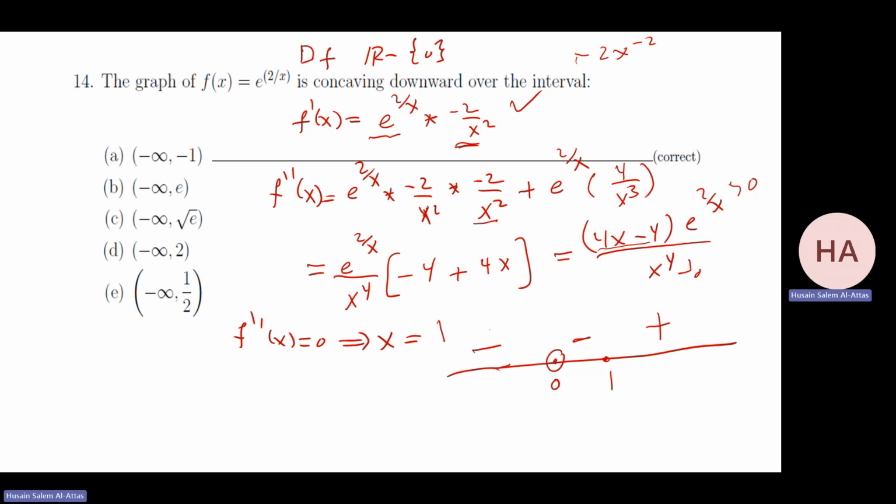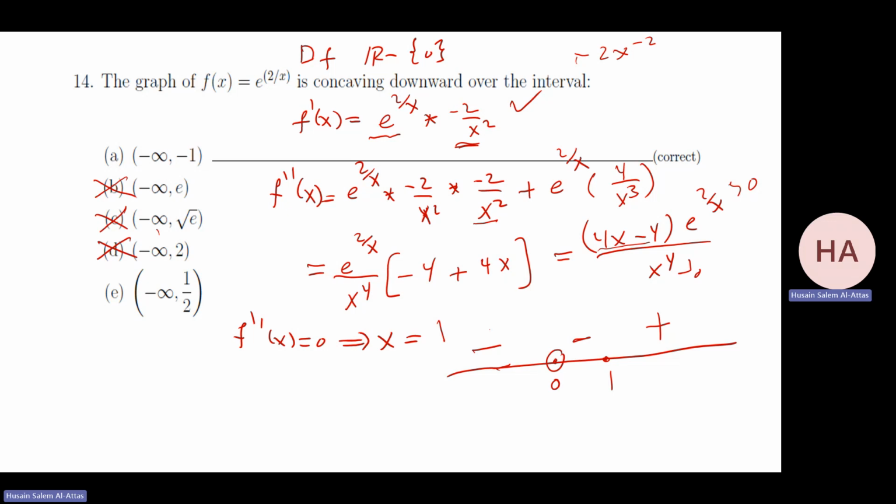Now we need to be careful with the choices. This is the correct answer, so leave it. Minus infinity to e is wrong, because it will be positive. Minus e to square root of e is where? More than one, so this is negative. This is wrong.